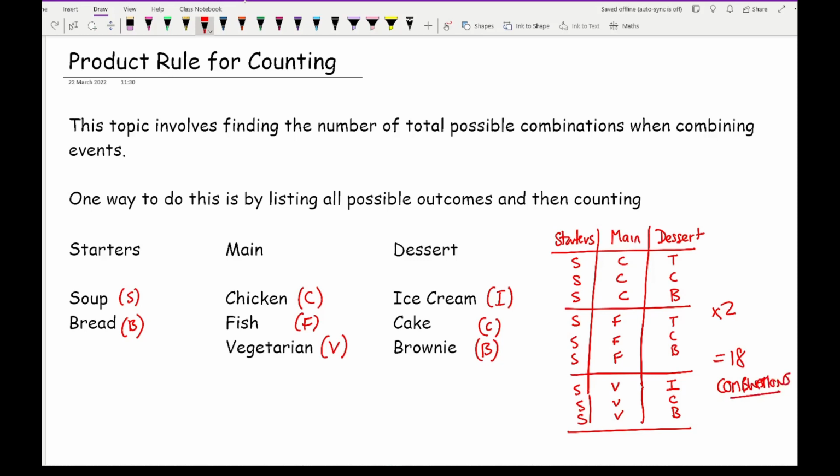So if you're going to this restaurant and you want something different every single day in terms of your 3 choices, then you would be able to go for 18 days. So that would be a typical question.